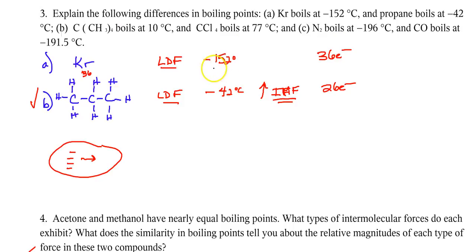But that doesn't explain why propane, sorry, is so much higher than krypton. So the number of electrons does not explain these differences. So something's going on here. Well, the only thing we can think about krypton: it's an atom. Compare an atom to a molecule with a bunch of atoms. Look at the relative sizes.